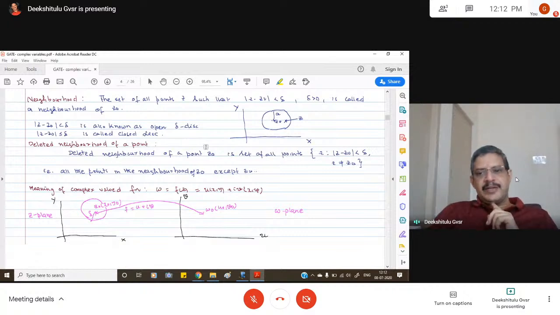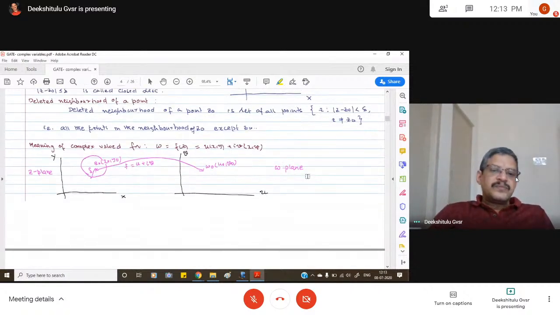Then the deleted neighborhood of a point. Neighborhood means all the surrounding points within the circle of radius delta. But if we need every such point in the circle except z naught, then that is called a deleted neighborhood. The deleted neighborhood of a point z naught is the set of all points z such that mod z minus z naught is less than delta, but z is not equal to z naught. Except z naught, consider all points. It is called the deleted neighborhood of z naught.